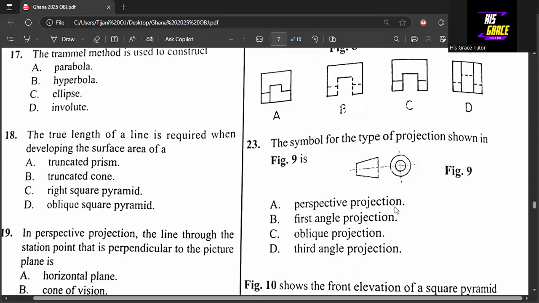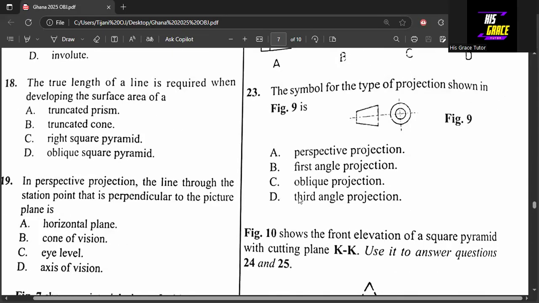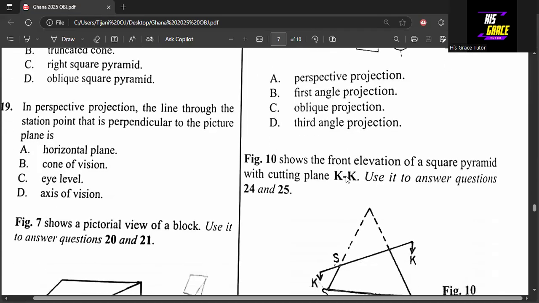Okay, so let's move to question 23. The symbol for the type of projection shown in figure 9 is a first angle projection. That's option B, the answer.